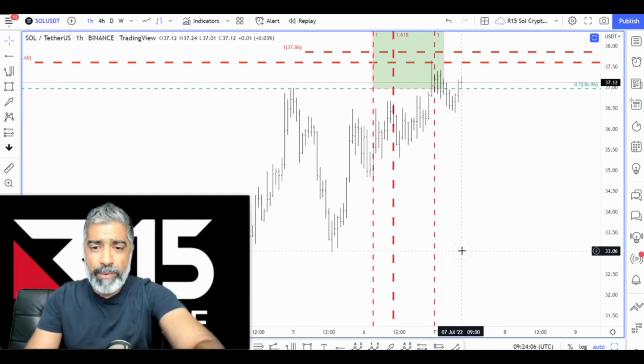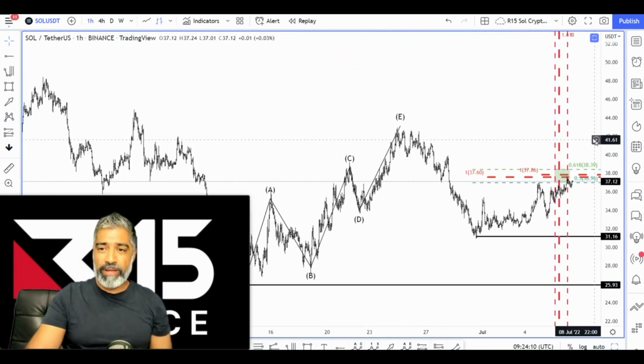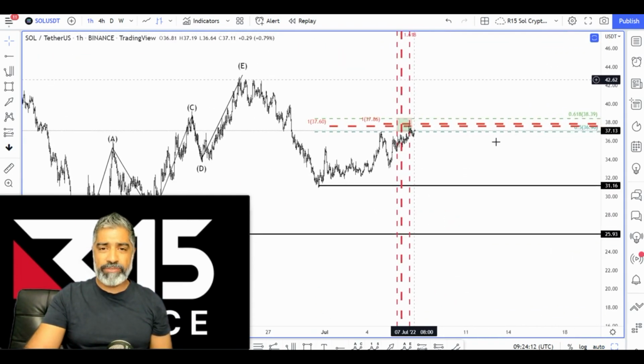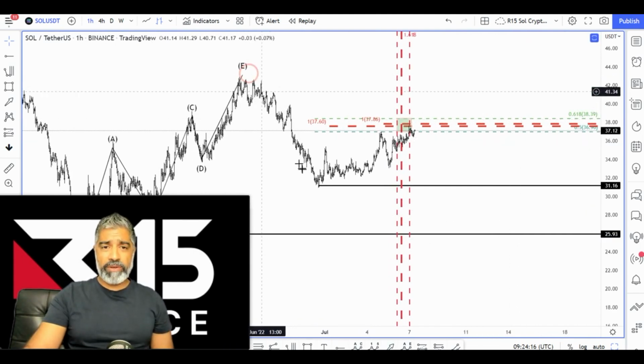So there you have it. So now what we've got with Solana, I just want to finish on this, is what should we anticipate of the immediate move to the downside? Well, the first move to the downside, we can refer to this as a wave 1.